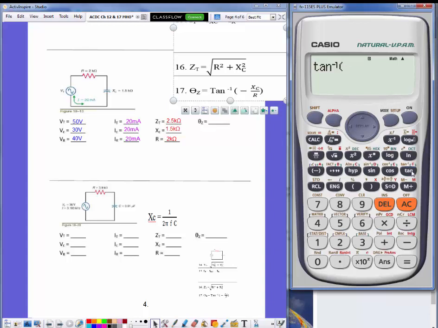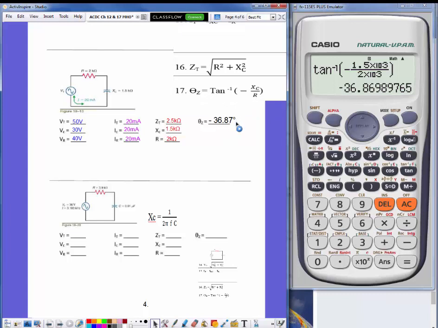So you go shift tangent. And the calculator should display tangent -1 open parentheses. Then you're going to hit the negative sign again. You're going to put XC, 1.5 times 10 to the third, over R, 2 k ohms. Scroll over, close it, hit equals, and it's -36.8. Round up the second number after the decimal place: 36.87, and this is degrees. Make sure you put the degree symbol.